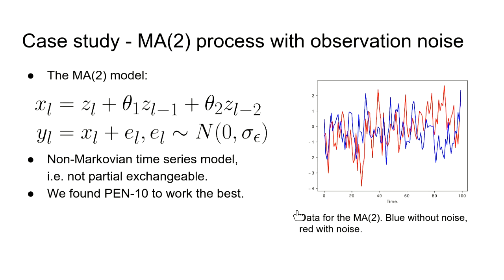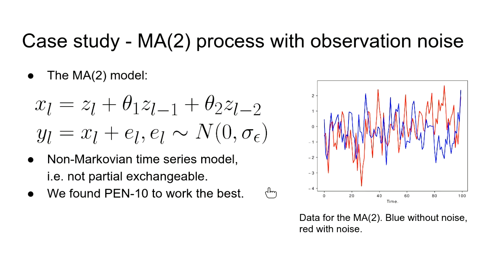Of course, the question is if we can use this PEN architecture in cases where we don't have a Markov model. So we also try that. We have an MA2 process with observation noise. Our latent process here is an MA2 process, and these epsilons are standard Gaussian terms. Then what we observe is this Y, which is our MA2 process with some observation noise term that comes from this normal distribution here.